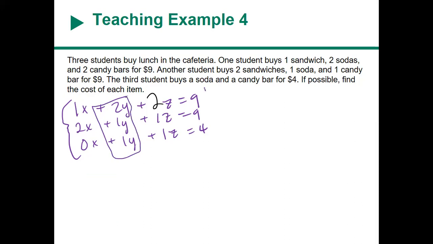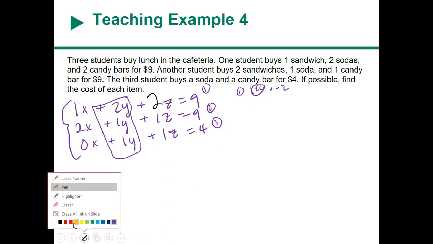So you have equation 1, equation 2, equation 3. The first thing I'm going to do is work with equation 1 and equation 2. To equation 2, I'm going to have to multiply everything times -2, so that this can become a -2y. I'm not changing anything about 1 because it's good to go.